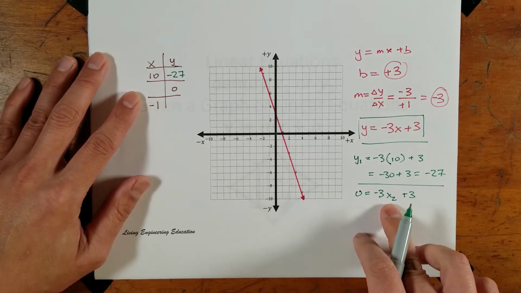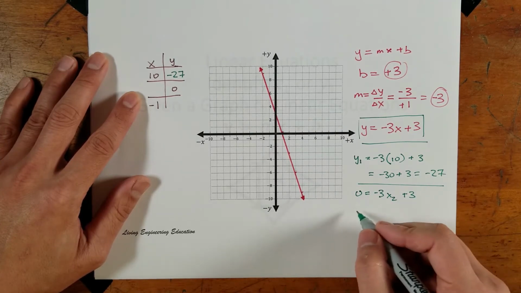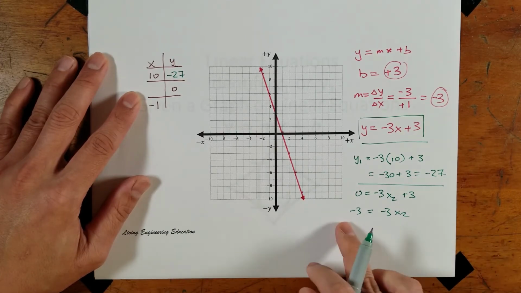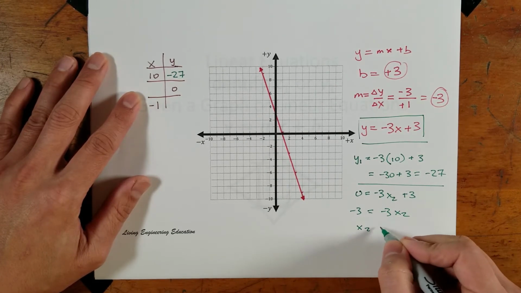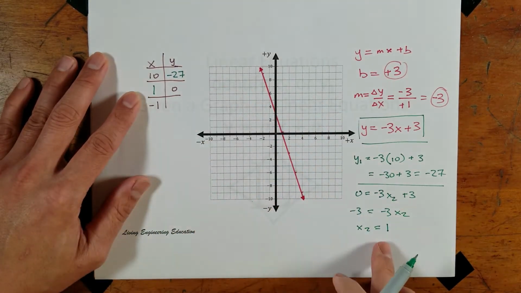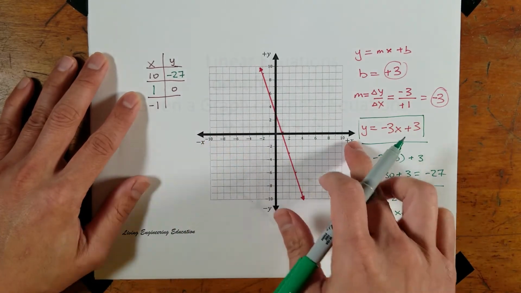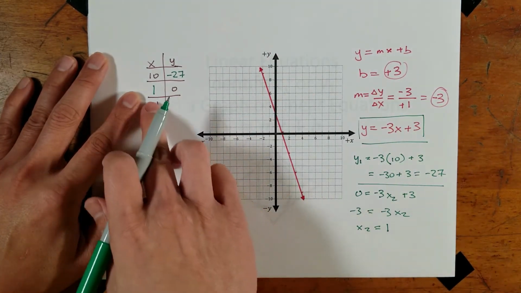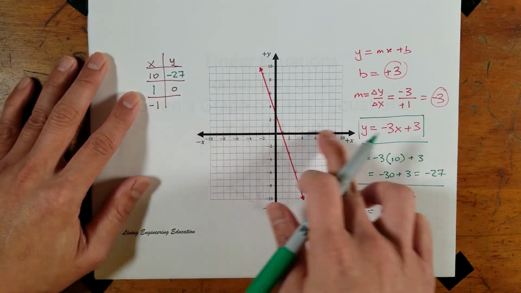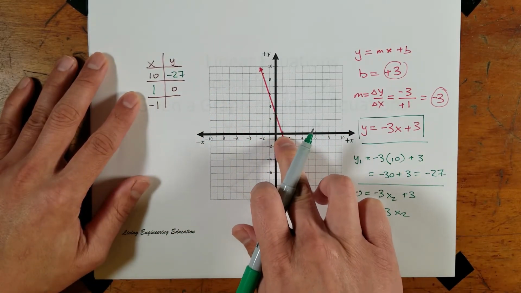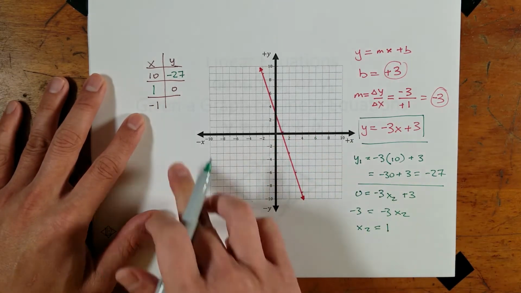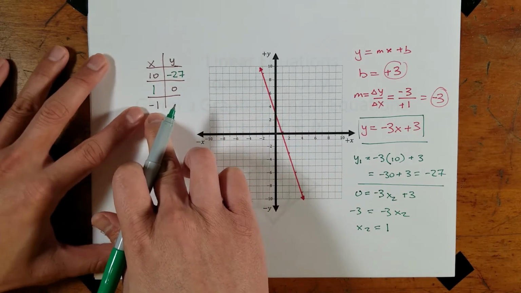You either can identify it here, or we can move the 3 to the other side. Negative 3 is equal to negative 3x2. Divide by negative 3 on both sides of the equation. You get x2 is equal to positive 1. And for this one, we're within the scope of the negative 10 to 10 range for both x and y. So we can check at y equals 0. So along the x-axis, the line crosses at x equals 1. So that's consistent.